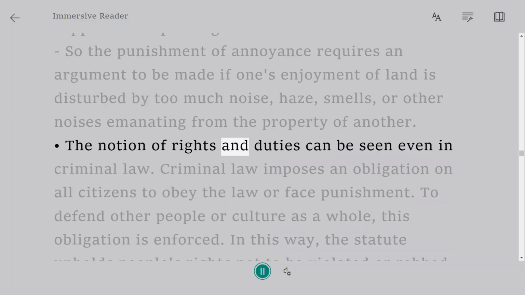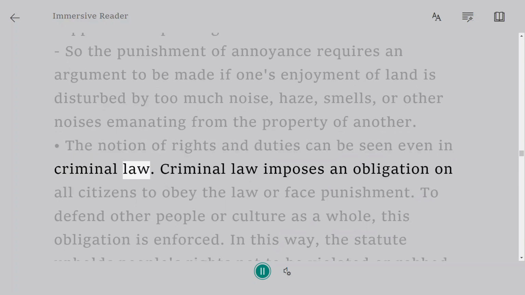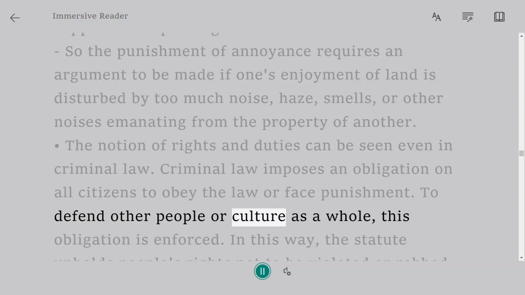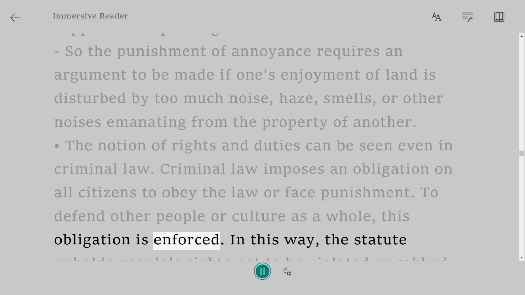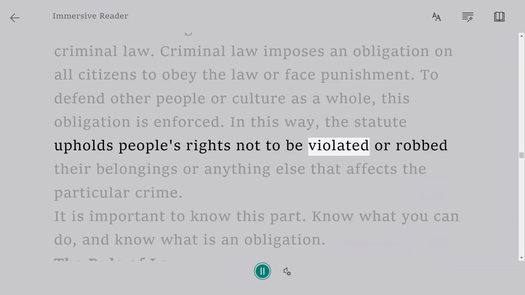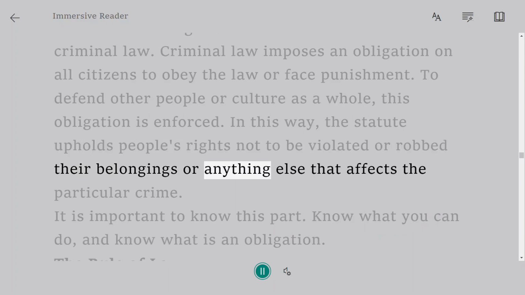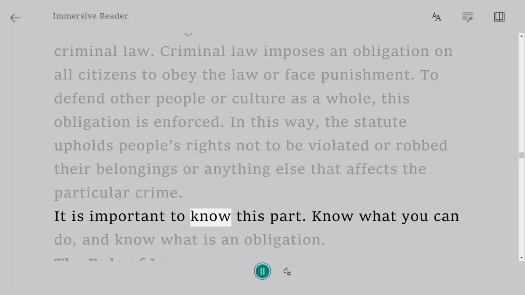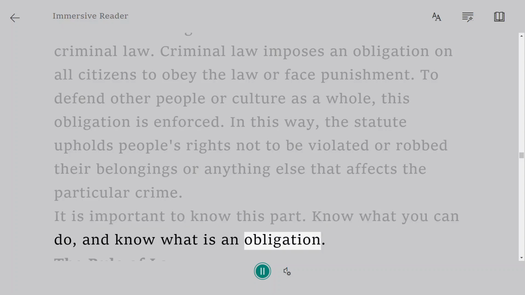The notion of rights and duties can be seen even in criminal law. Criminal law imposes an obligation on all citizens to obey the law or face punishment. To defend other people or society as a whole, this obligation is enforced. In this way, the statute upholds people's rights not to be violated or robbed of their belongings or anything else that affects the particular crime. It is important to know this part. Know what you can do, and know what is an obligation.